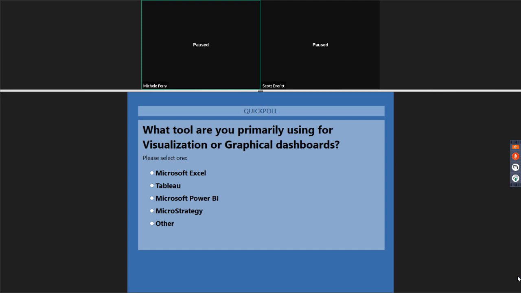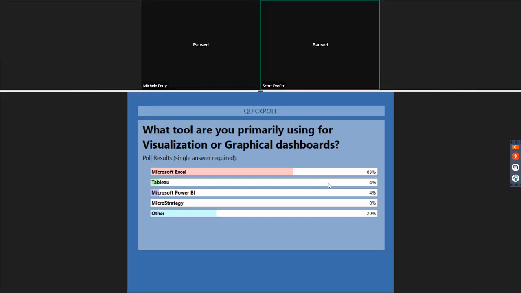A lot of organizations are using combinations of maybe Excel and an analytic tool. I've even worked with some organizations that are using multiple analytics tools. So I don't know that there's really one right answer. Okay, let's see what we've got here.